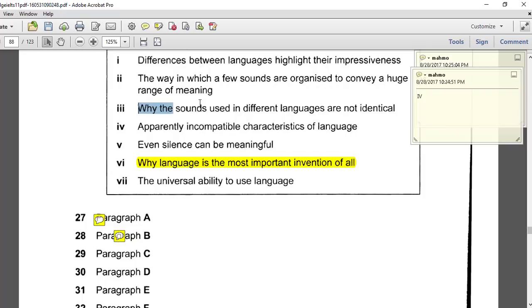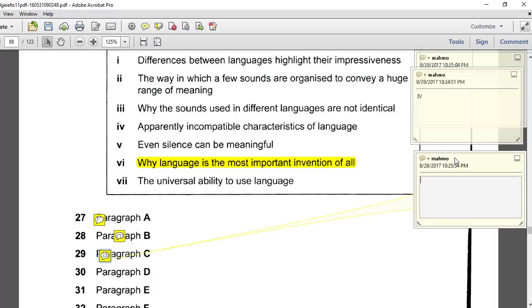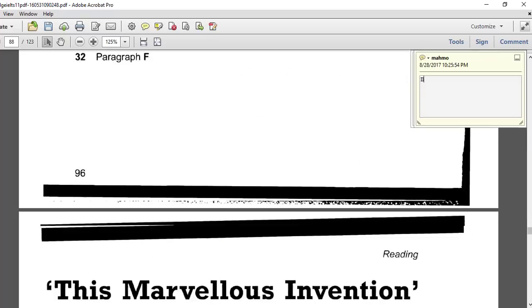Why the sounds used in different languages? No. Apparently incompatible? No. Even silence? No. Differences between language highlights? No. The way in which, number 2, the way in which few sounds are organized to convey a huge meaning. So number C is 2, it's very clear. I hope you guys are following.